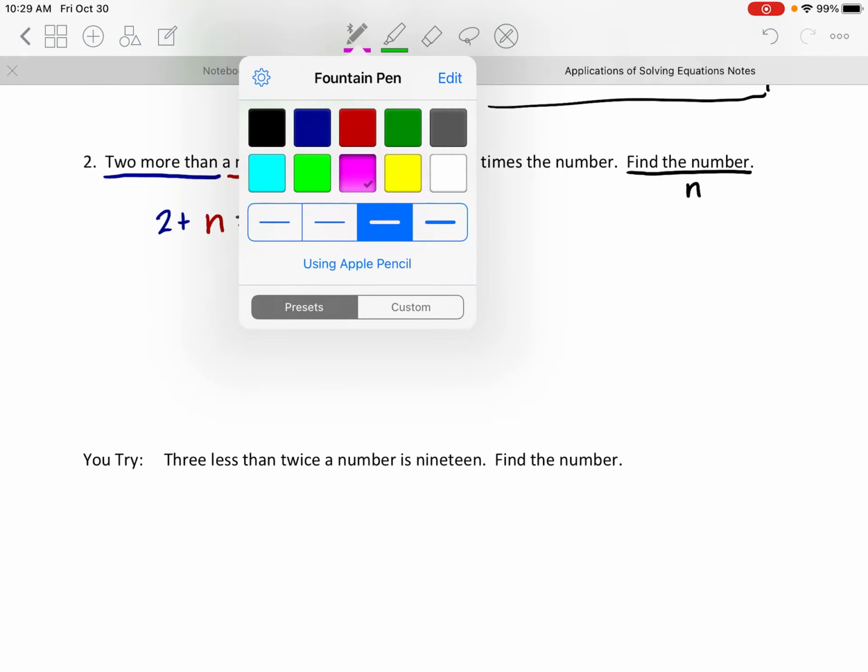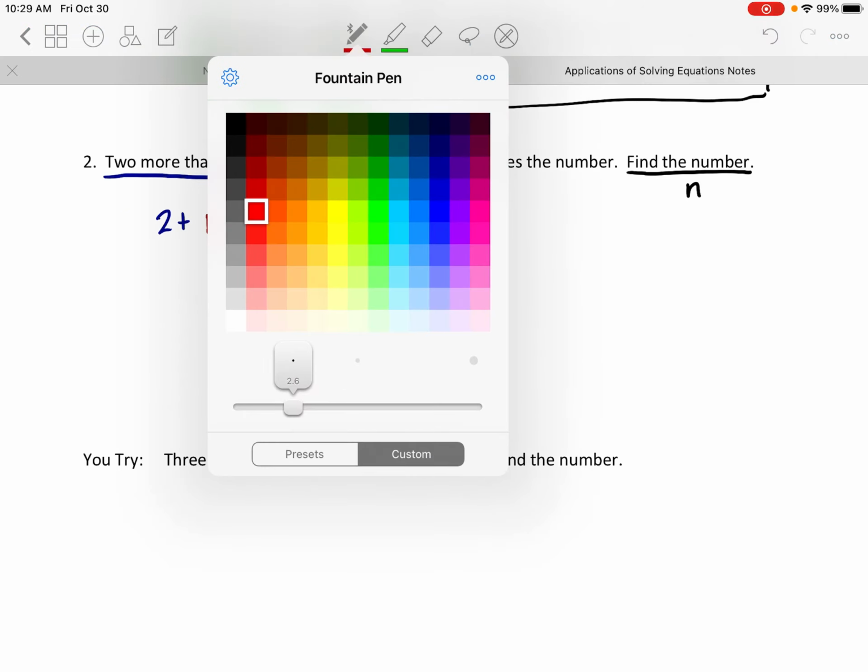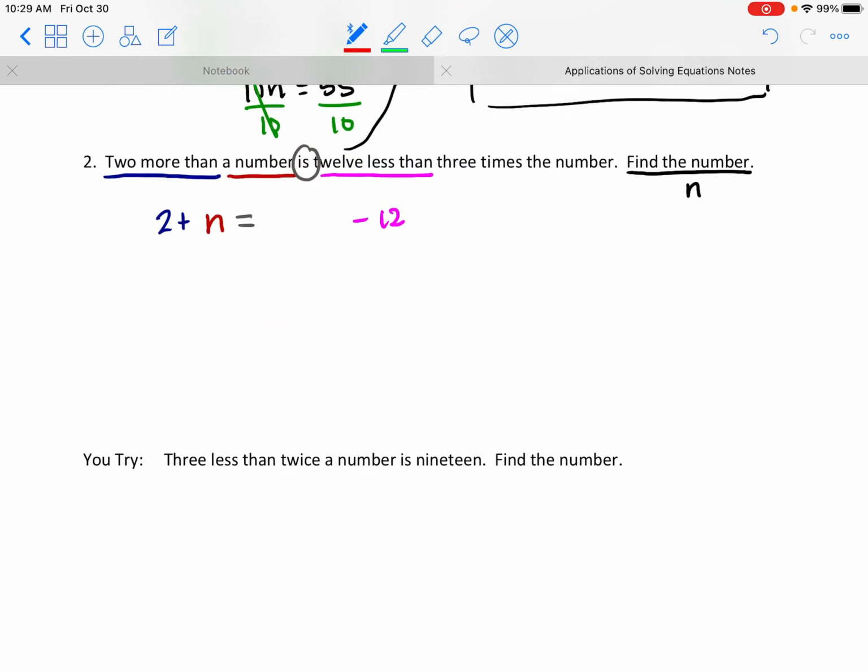It's going to be subtracted from, I'm running out of colors here. Let's see. Let's go with a custom color. How about this super bright red? 3 times my number is what it's going to be, 12 less than 3 times my number, so that's going to be 3n. So we have 2 more than a number is 12 less than 3 times the number, which is 3n. And there is my equation to solve. Let me just get rid of all these dots.